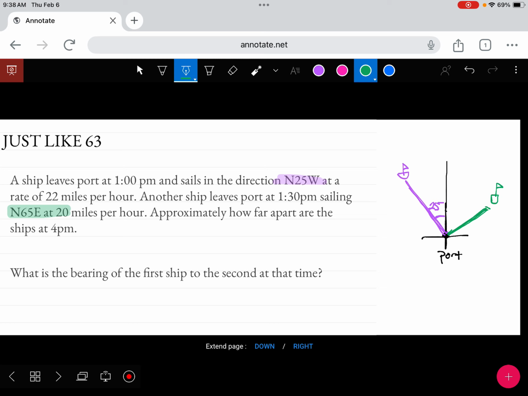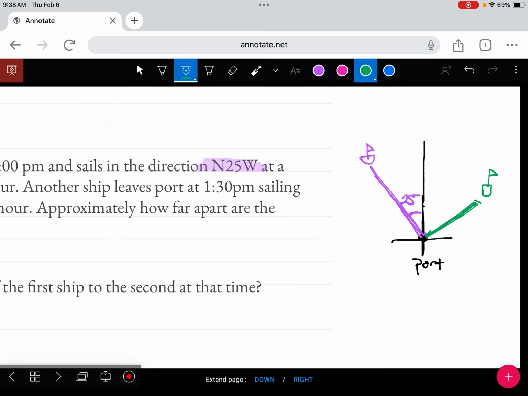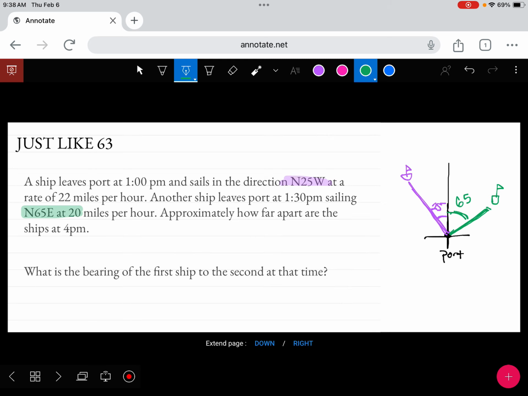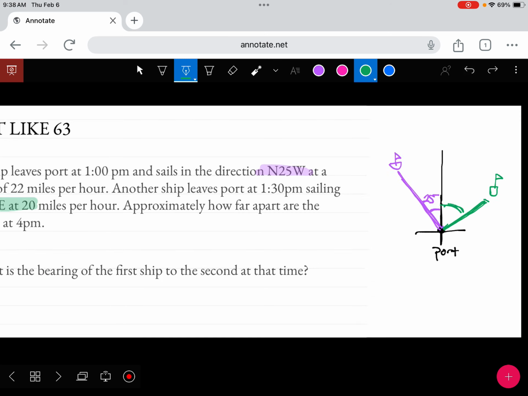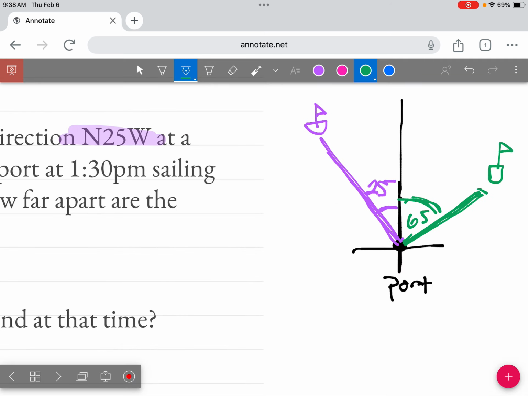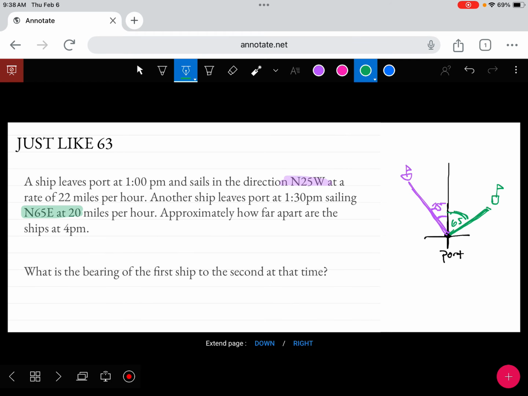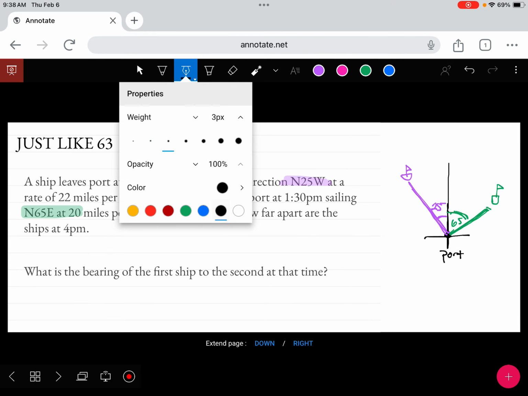Here's my other boat. Apparently it's a very deep boat. It's a very tall boat. And we're at 65 east this way. I need to move my 65. That's gonna be in the way. 65. There we go. What we're asked to find is how far apart are the boats?